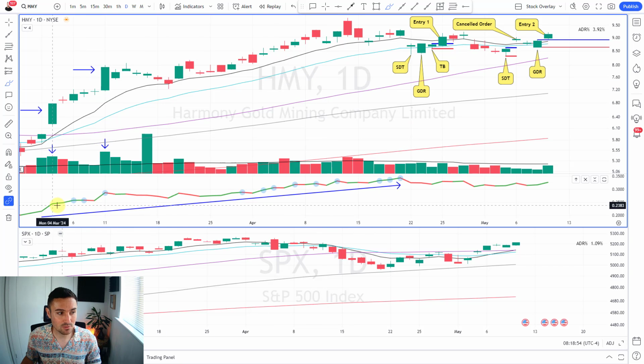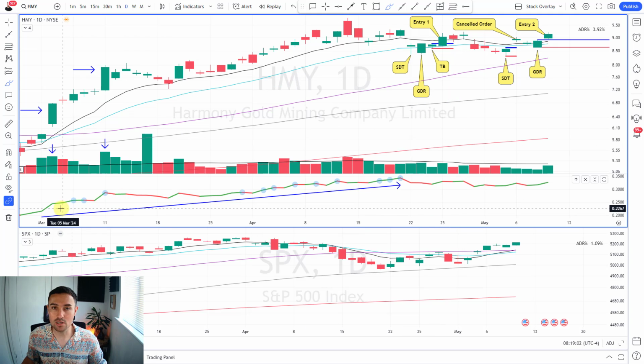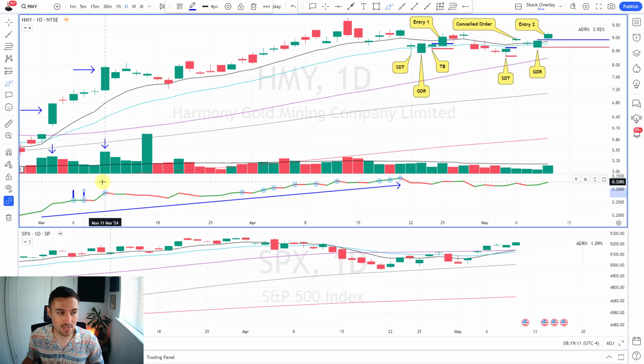Then look at this here. So this is the relative strength line of HMY versus the S&P 500. If you want this indicator, search my name in TradingView. It's this one here, you'll be able to find it. What do you notice? It's really strong. And these blue dots, these are blue cherries, 52-week highs versus the S&P 500. I really like to see those.